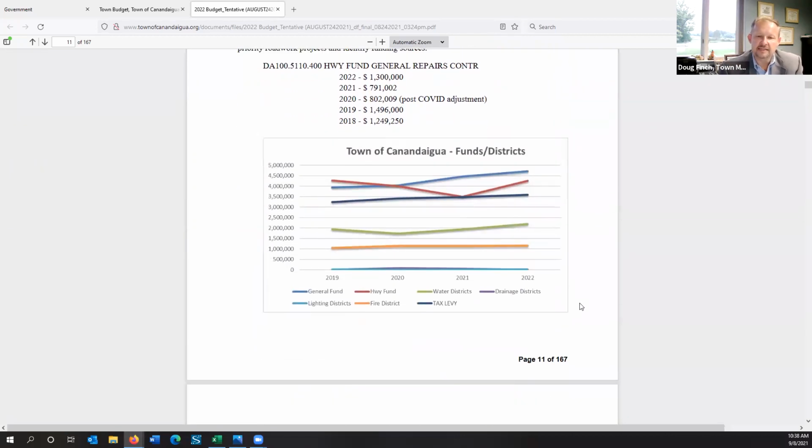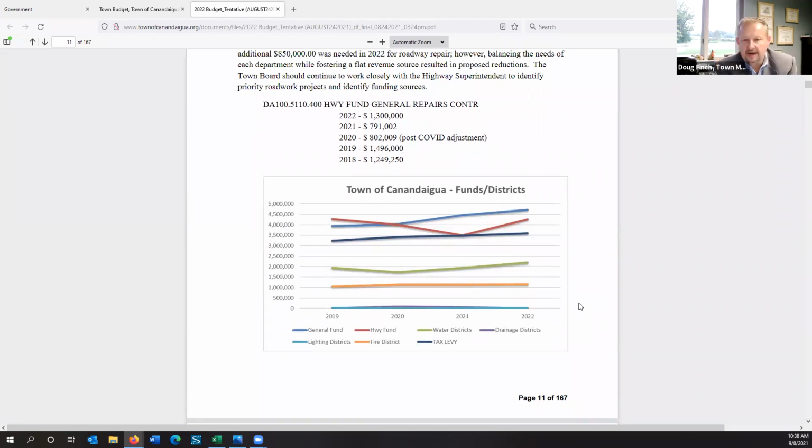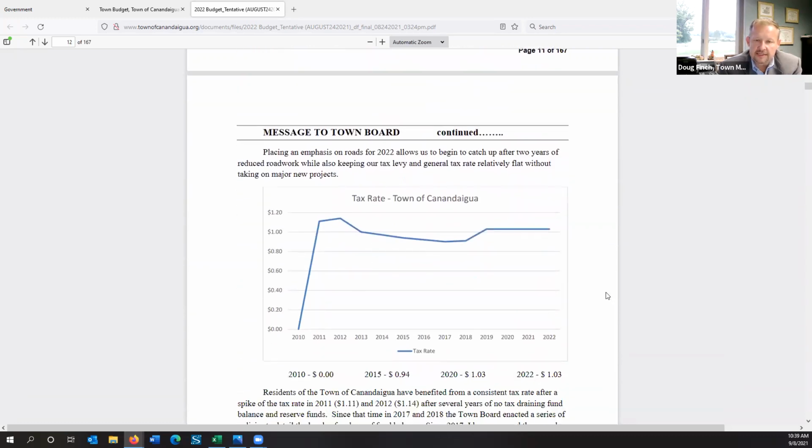The funds and districts, just to give you a trend line, a snapshot of where things are going, 2019 to 2022. The bottom line here is the lighting districts, and you can see that's all stayed relatively flat. Our fire district here, our water districts, and the darker blue line here is the total tax levy of everything. The highway fund, you can see the correction that was made relative to the COVID situation in 2020 and 2021, and then the general fund here.